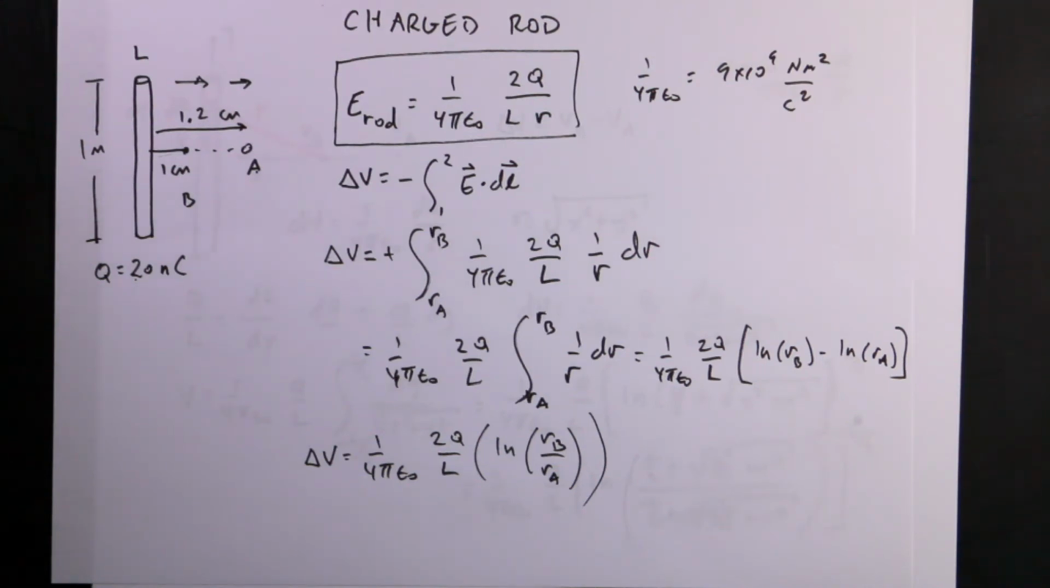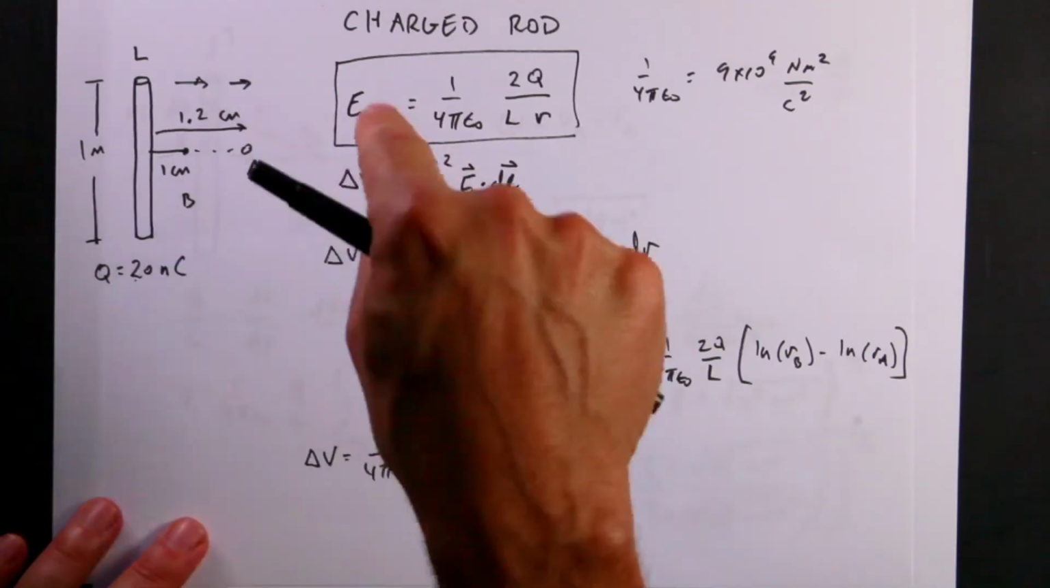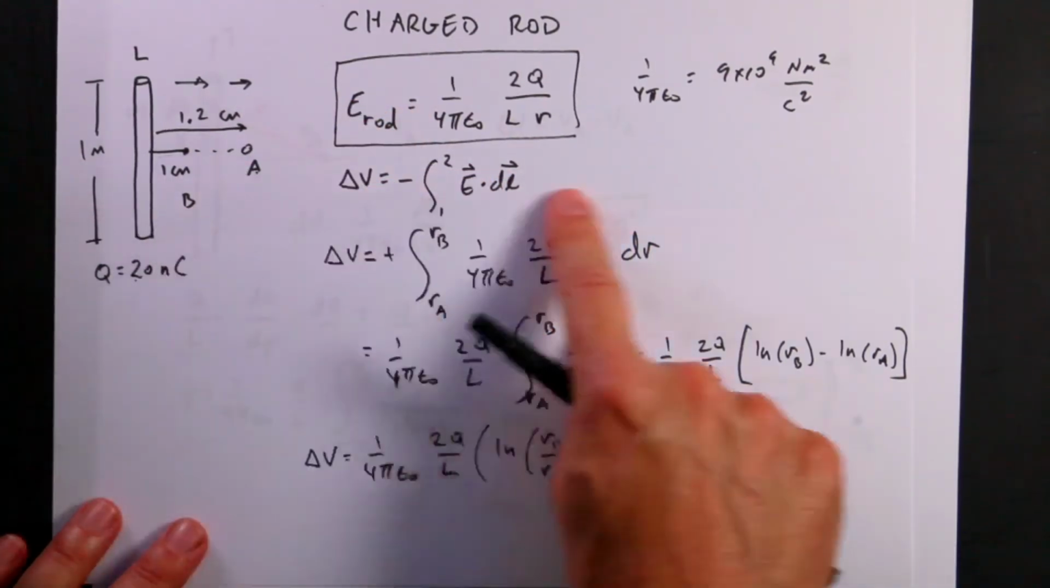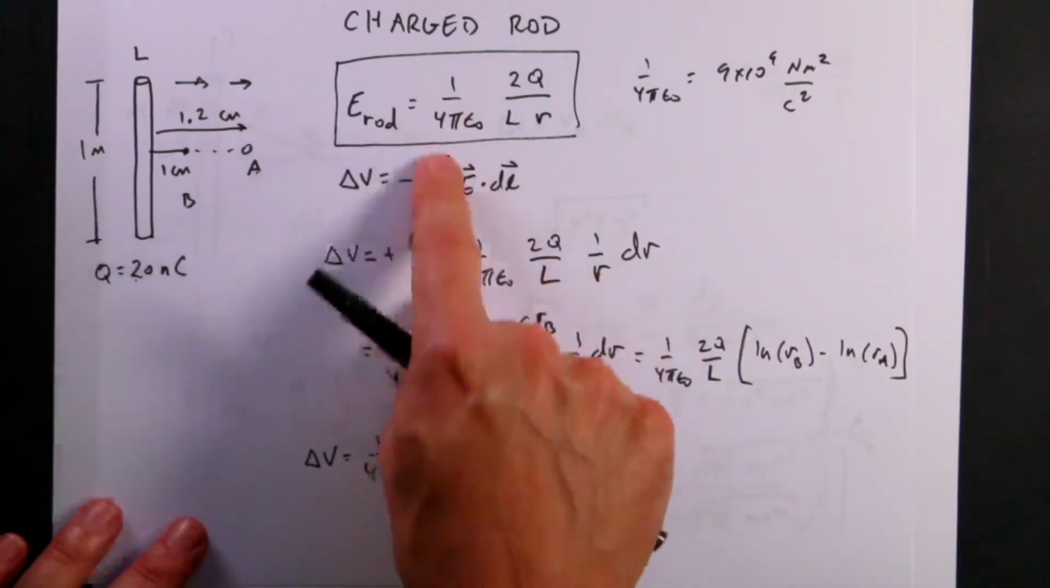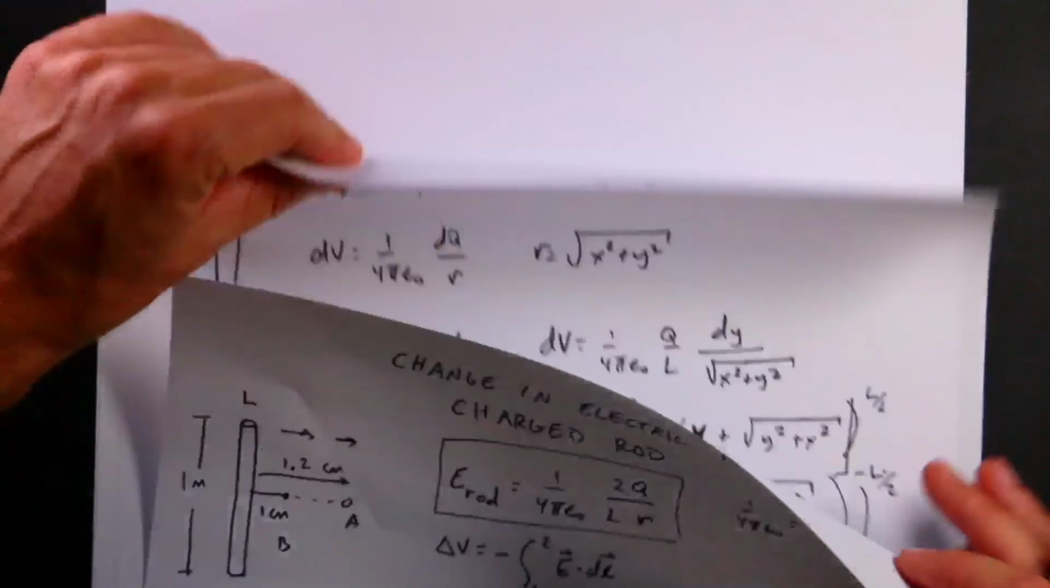And the answer is, are you ready? Okay. The answer is that this is only the electric field due to the charged rod when you're close to the charged rod. If you get an infinite distance away, this no longer works. And so I actually did derive this equation, the full version of that electric field due to a rod.